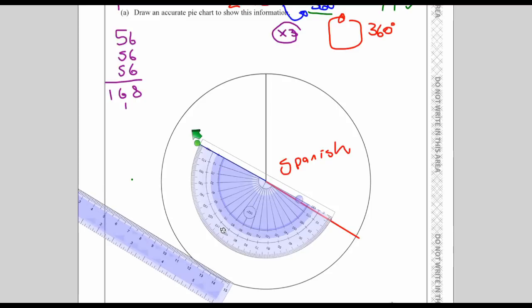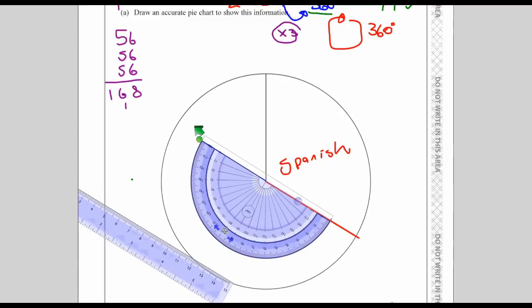Get that ruler out of the way. We need to do 72 degrees this time. Starting from your 0, then 10, 20, 30, 40, 50, 60, 70, 1, 2. Each little dot is 1 degree. Okay, so that's on your 72.